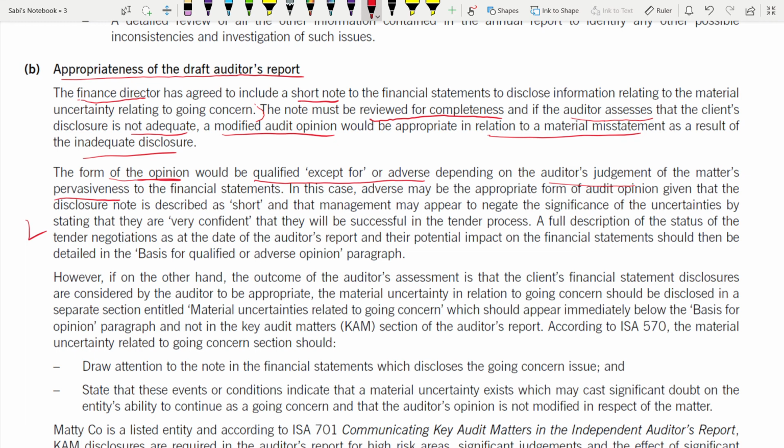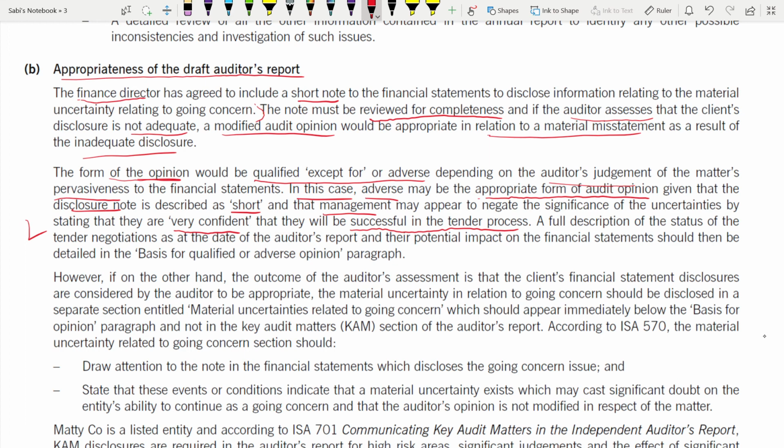That's very clear. So in this case, what are you doing? In this case means referring to the case study. It looks like adverse may be more appropriate. This would be an appropriate form of audit opinion. Why? Because given that the disclosure note is short, if it was in detail, you can say qualified except for, but in this case the disclosure note is short, so adverse opinion looks more suitable. And management may appear to negate the significance of the uncertainties by stating that they are very confident. You see, they're hiding it. They're hiding the significance of uncertainties by showing that they're very confident that they will be successful in the tender process. So all this makes it more suitable that an adverse opinion should be used.